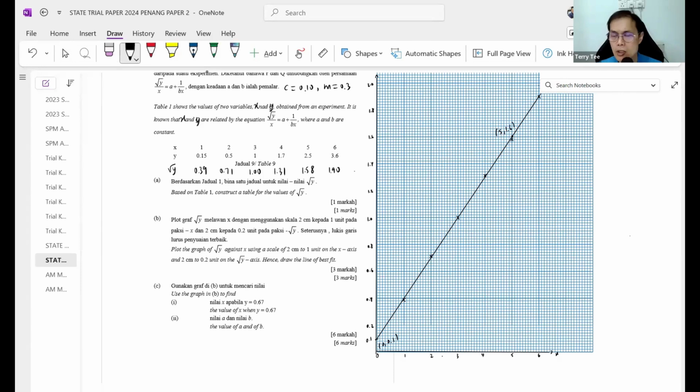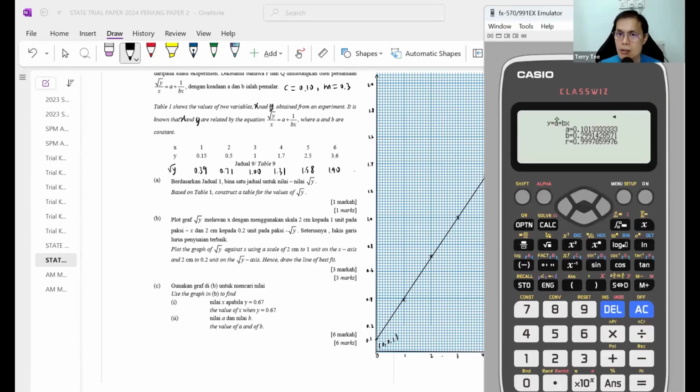Remember to take the point on the line of best fit, not the point from the table, because sometimes the point doesn't lie on the line of best fit. As you can see, this point here does not lie on the line of best fit. So my gradient will be 1.6 minus 0.1 divided by 5 minus 0. Now use a calculator and let's count.